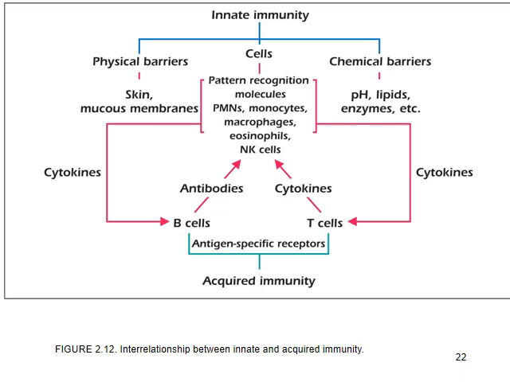Whereas acquired basically has two arms. One is humoral, antibody, the other is cells, right? When I say cells, again it has two arms: one is the B cell and another is the T cell. So you can see from here that there are B and T cells, but as I said, they are very specific.